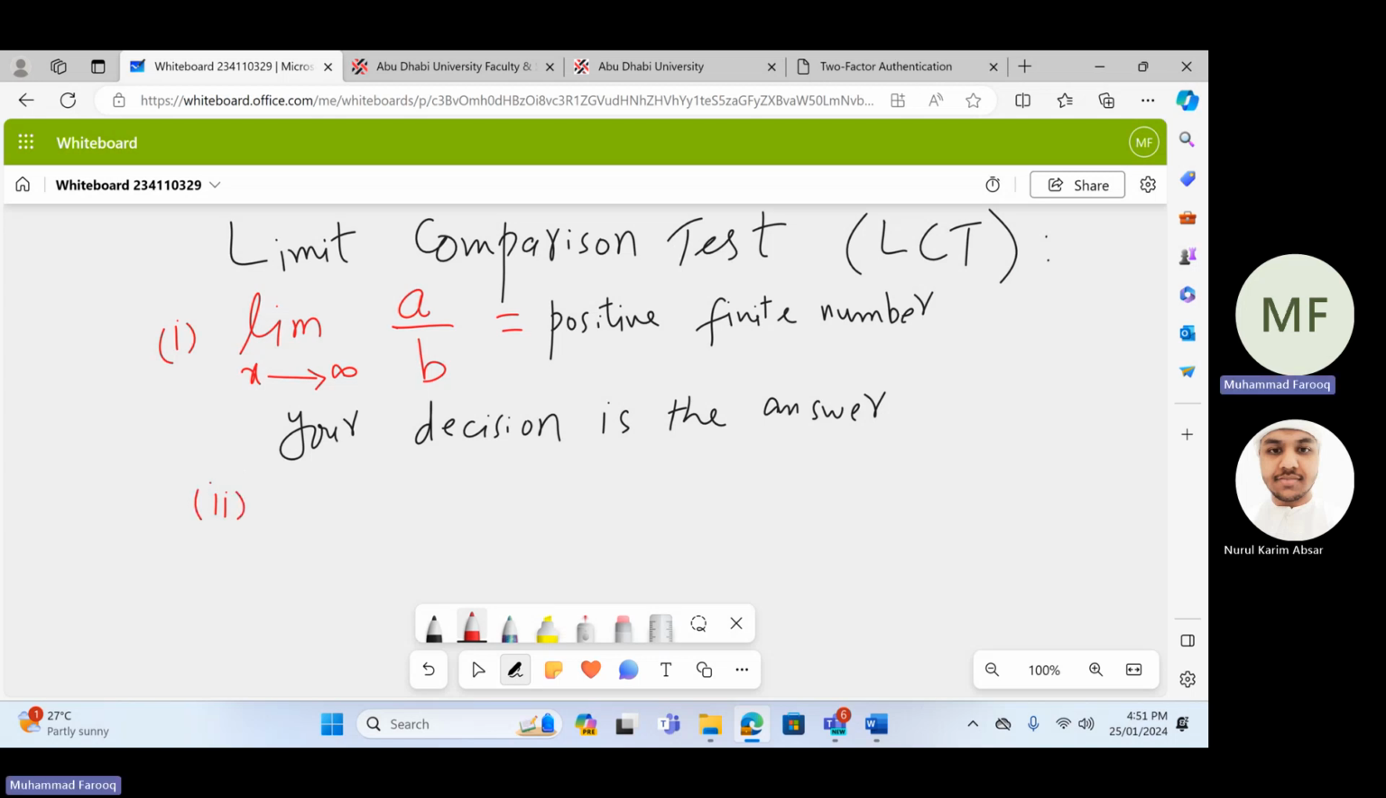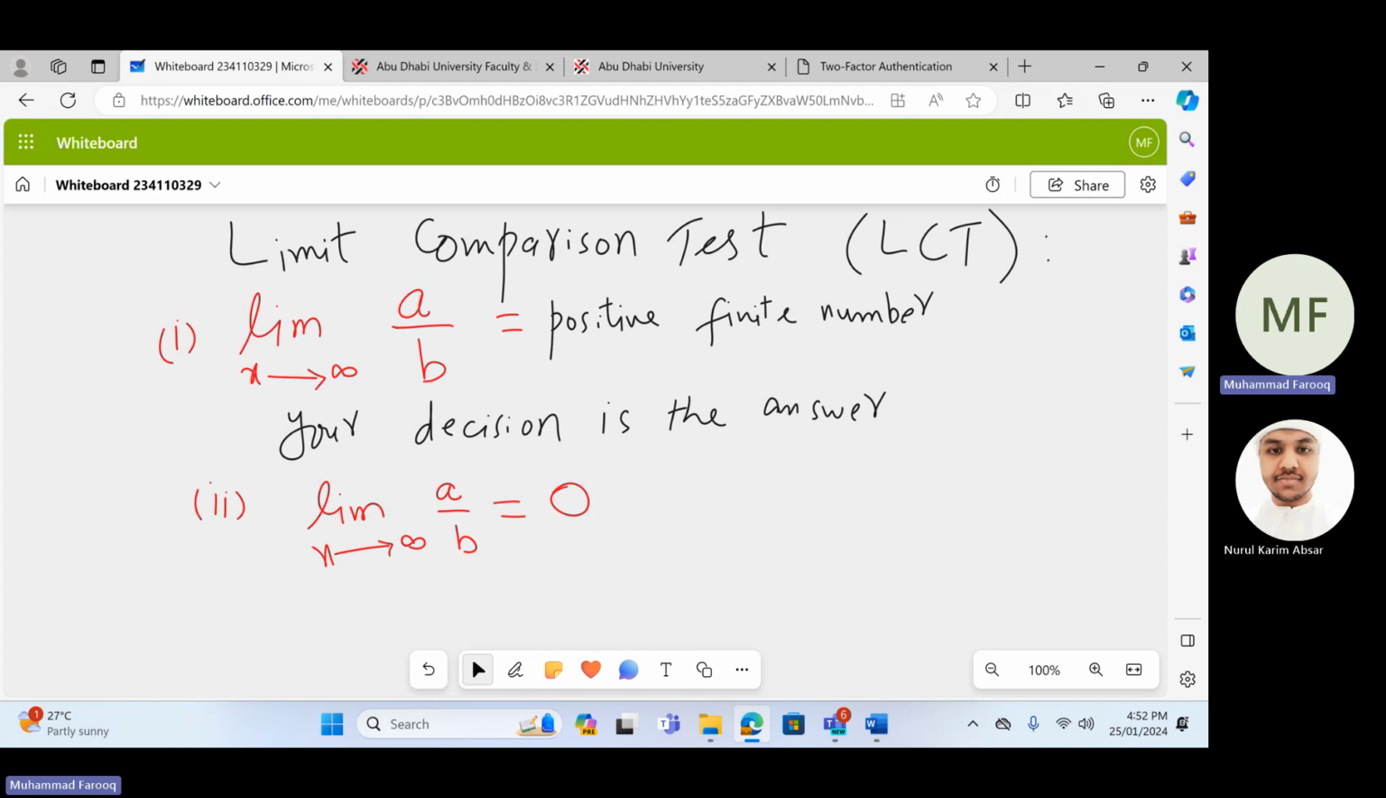Second possibility. You perform this calculation, A divided by B, and the answer is 0. Zero is not positive. That's why for 0 we perform the rule separately. Because the first rule says the answer must be positive finite. 0 is finite, but not positive. That's why it doesn't come in this category.